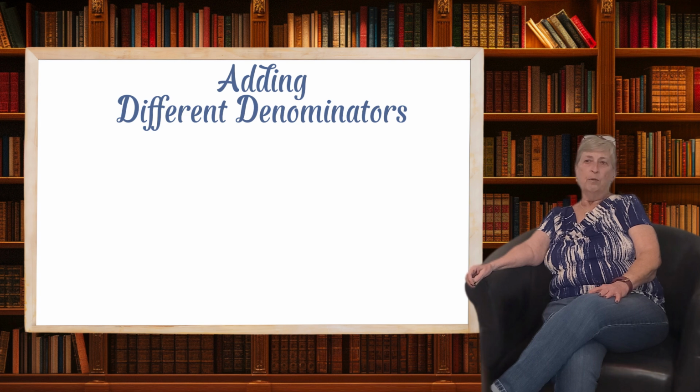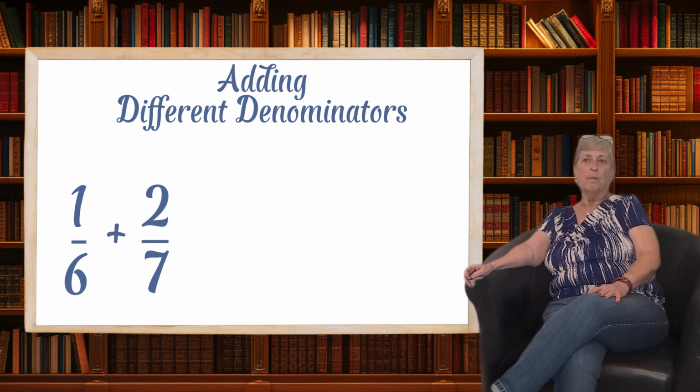Our third example is going to be 1/6 plus 2/7. Now in this one, the easiest way to find your common denominator is simply to multiply the two existing denominators. 7 times 6.